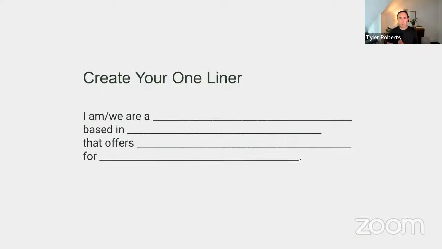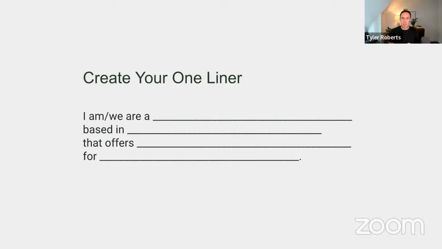But really what we want to do first is create a one-liner. It's that really simple, clear, concise statement that goes on your website and your marketing that tells people exactly what you do, who you serve, and how you do it. So I just have a four-part fill in the blank question here, which is, I am a personal injury law firm based in Charleston, South Carolina that offers representation for people who have been injured in serious car accidents. It seems really simple, but I can't tell you how many times I've gone on a law firm's website and there isn't something that clearly explains what they do like that.